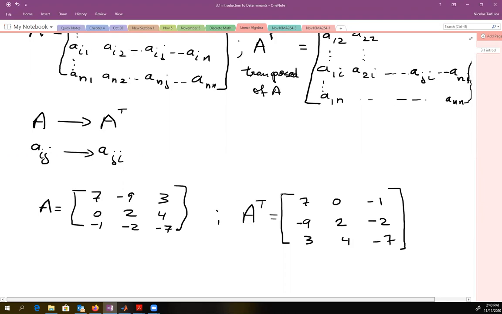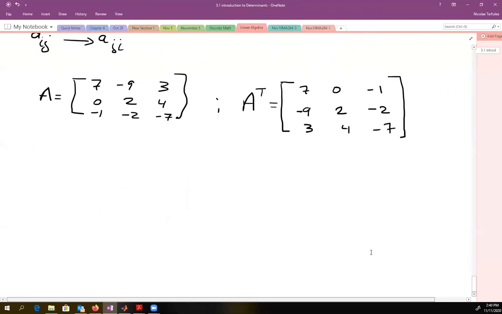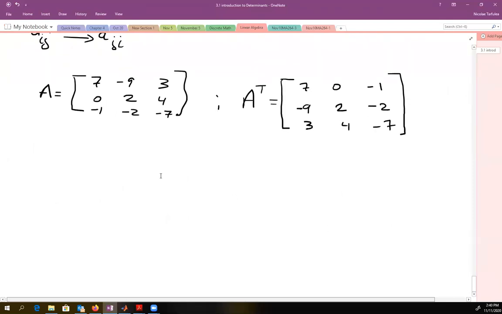Okay? Now, there is an important theorem relating A and A transposed, which says the following. Let me state it. So we assume that A is an n by n matrix.